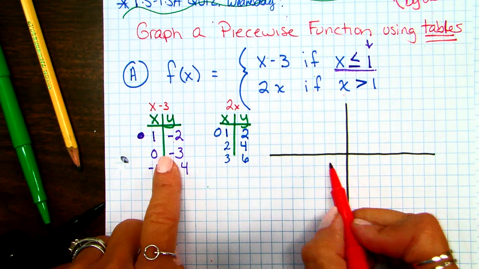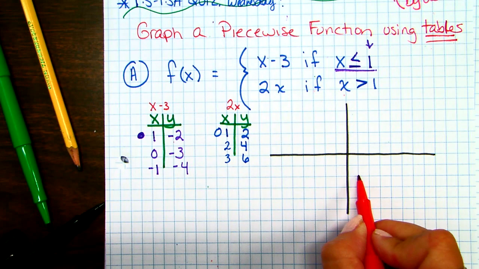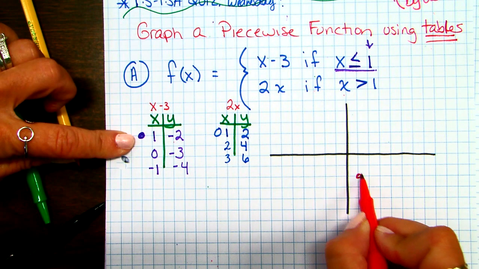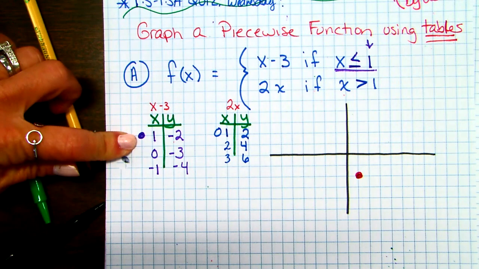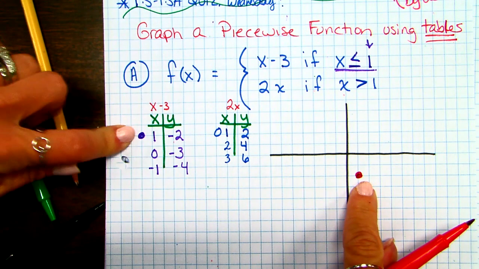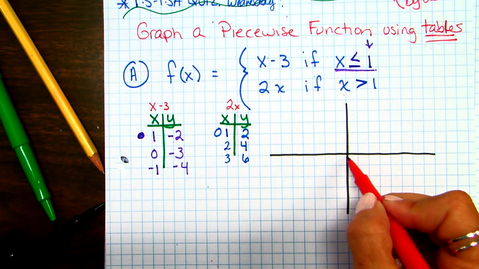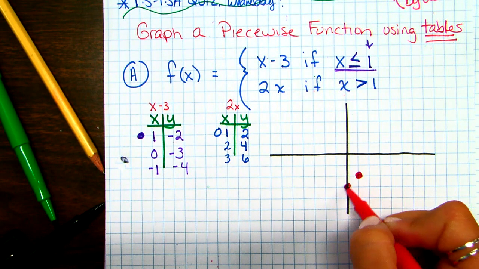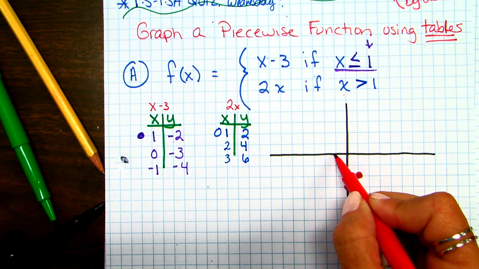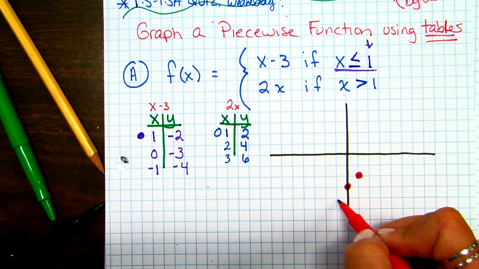So I'm going to go to the right one, down 2, and there's a point there colored in. It's going to remind me to make it a colored in circle. That's why I put it there. Otherwise, I'm erasing and whiting out. Then 0, -3 would be here. And then -1, -4 would be here.